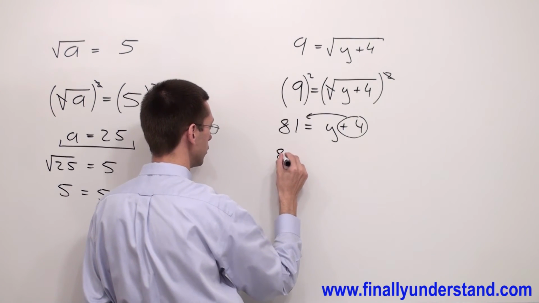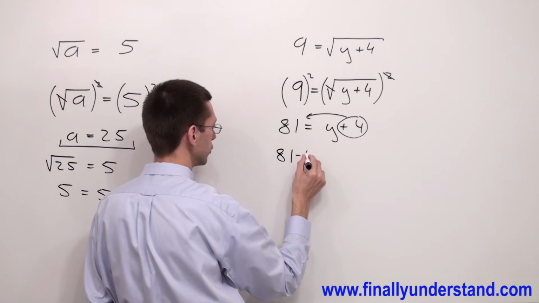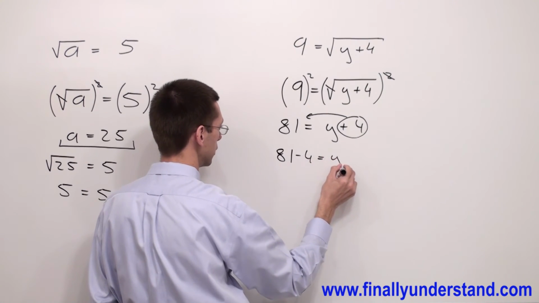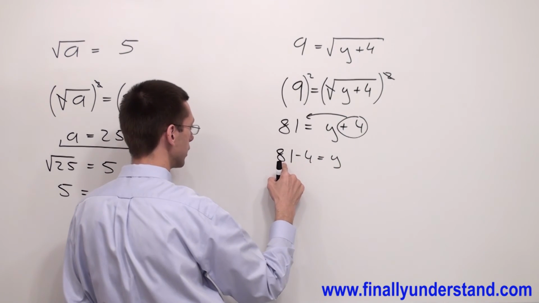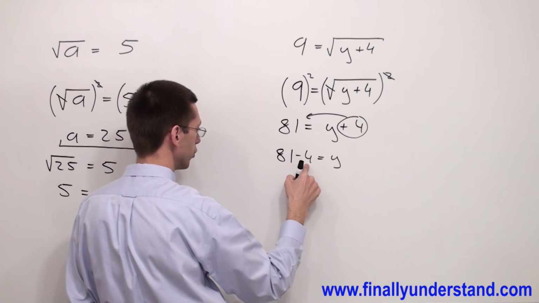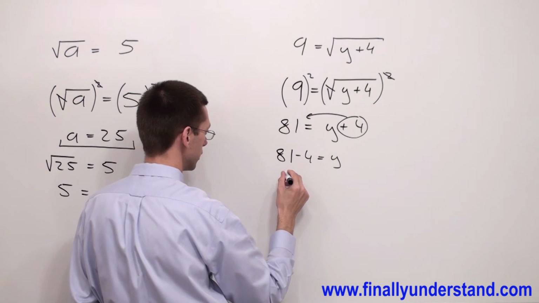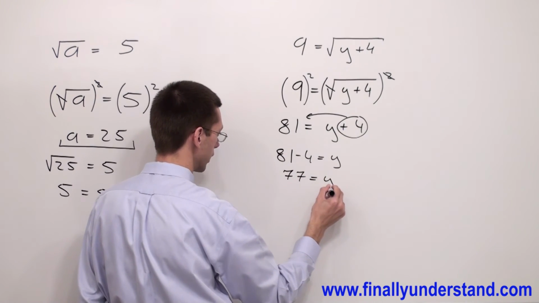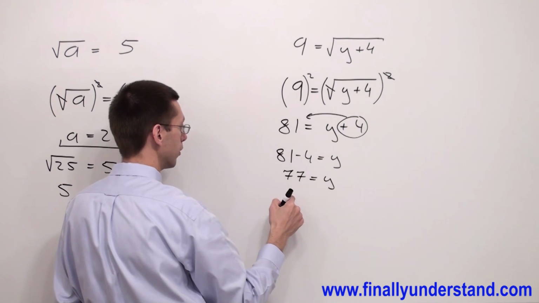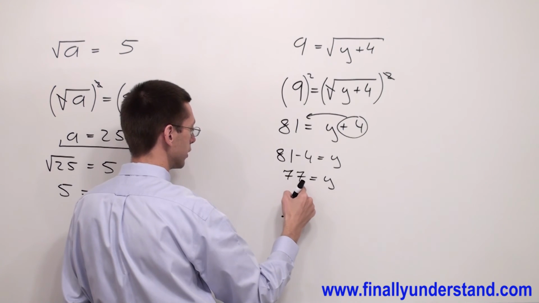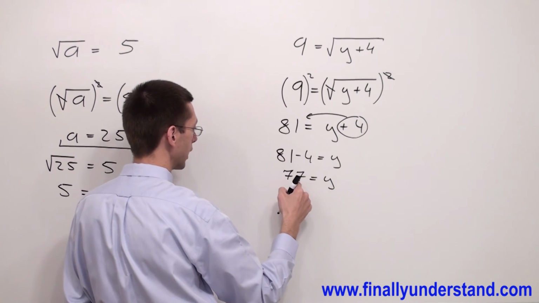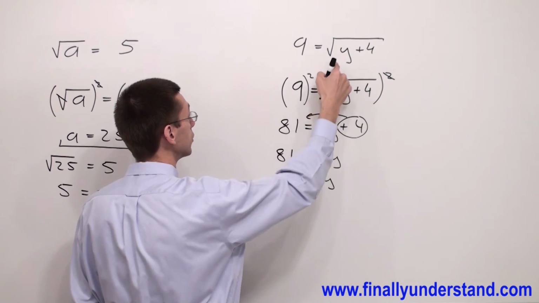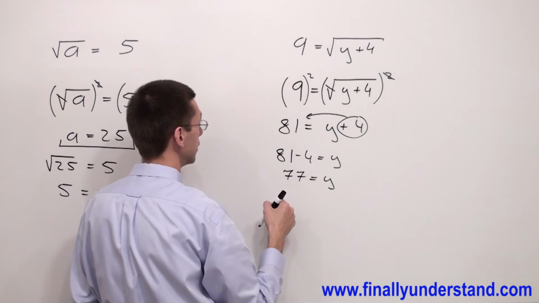So that's why I have 81 minus 4 is equal y. 81 minus 4 is equal 77 equals y. Now let's check if this is my solution. Now I'm going to write 77 instead of y in my original equation.